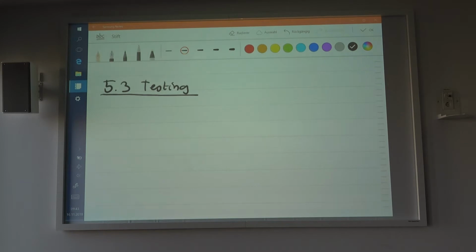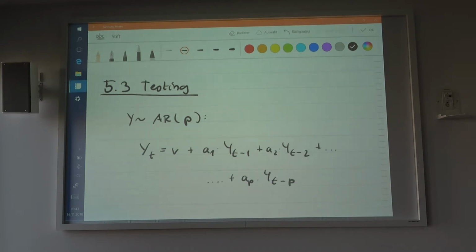So suppose that, in the general case, you have an autoregressive process of order P, so Y is an autoregressive process of order P. Then Yt equals a constant plus A1 times Yt minus 1 plus A2 times Yt minus 2 plus etc., and the last one is AP times Yt minus P, plus epsilon t.